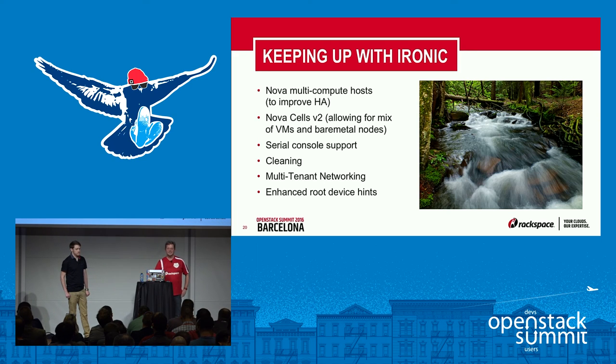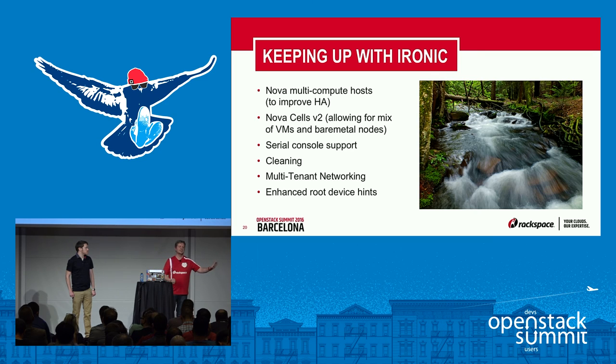The first one there is Nova multi-compute hosts. You see, at the moment, there's a single point of failure between Nova and Ironic. That interface needs improving to improve the resiliency. Now, there's some great work being done right now in this area. Some has happened in the cycle that we've just finished and some is happening in this new cycle. But we want to improve the HA of that interface, and as soon as that happens, we want to incorporate that in this work here. Obviously, that will make it easier for operators.